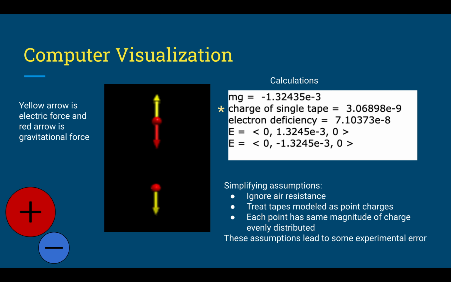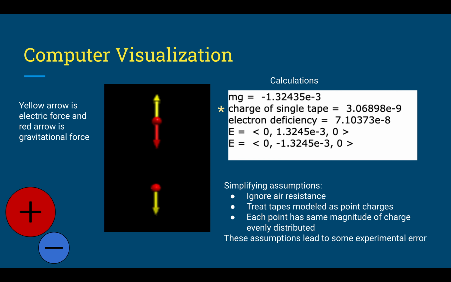Then talking about my coding. Here you can see my computer visualization. The yellow arrow is electric force, the red arrow is gravitational force, and then those two red spheres are the tapes modeled as point charges. And then you can see my calculations on the right there. I have mg, the charge of a single tape, electron deficiency, and then the vector electric force. And it's important to note that mg is equal to the magnitude of the electric force here because the sum of forces is 0.